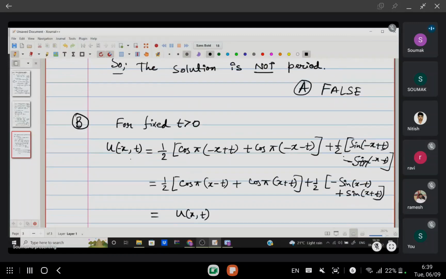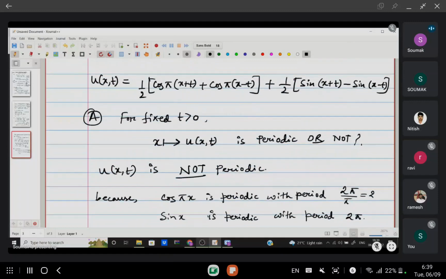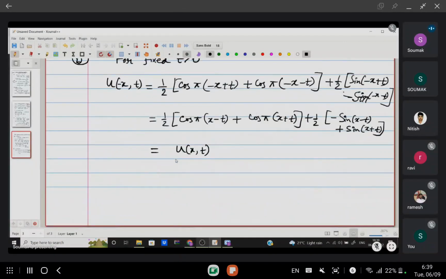I will show you u(x,t) once. So this is my u(x,t) first line. You check, u(x,t) and u(-x,t) are the same, right? So my u is an even function. So this u is an even function. So option B is correct, true.